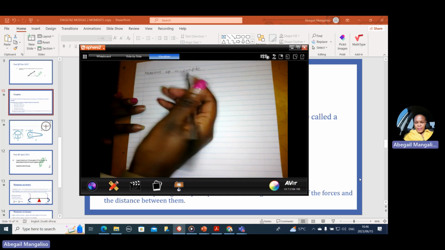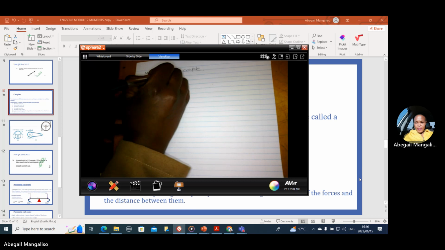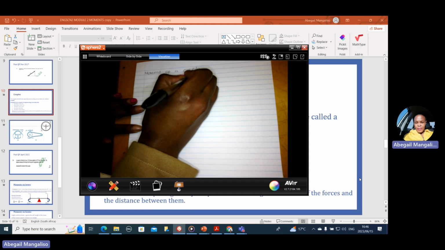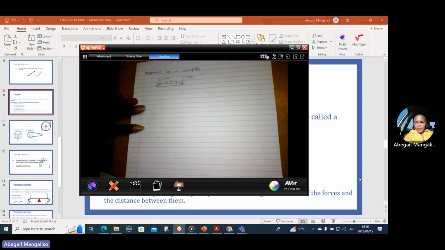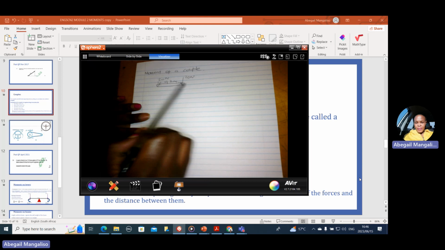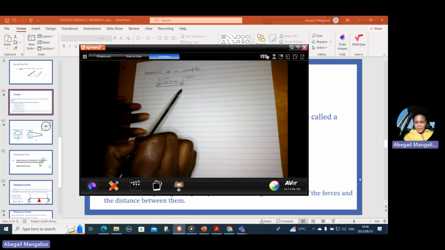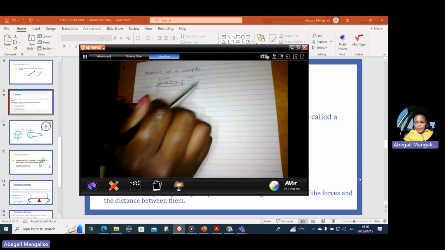But if you are given forces like this, 20 Newton, 20 Newton, and the distance is 0,3 meters. This is not a couple. They are equal. They are parallel, but they are not opposite. So this is not a couple.